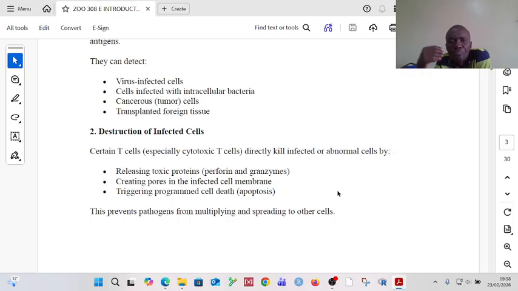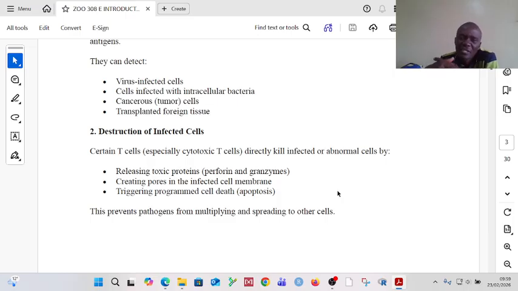One, they do it by releasing toxic proteins. Okay? They release proteins that are toxic. Then these toxic proteins are the ones that will end up killing either the cell which is infected or the cell which is abnormal. These toxic proteins are mainly of two types, the perforins and the granzymes.